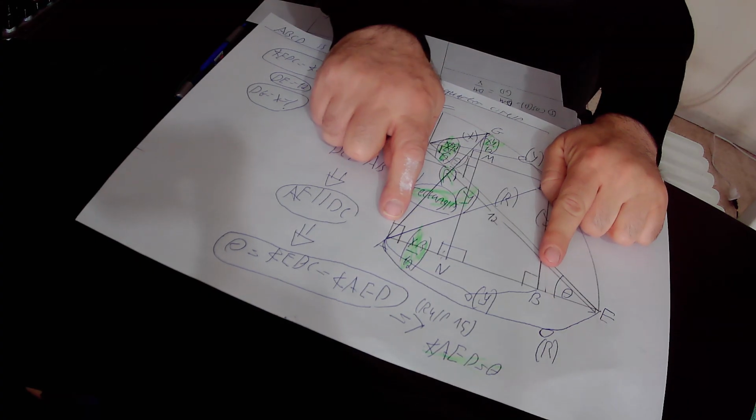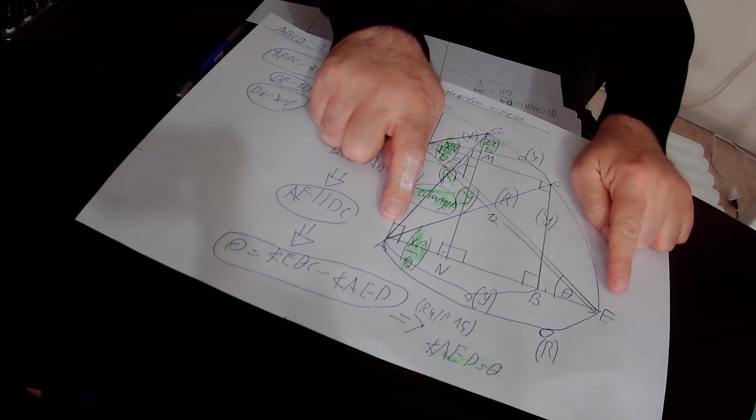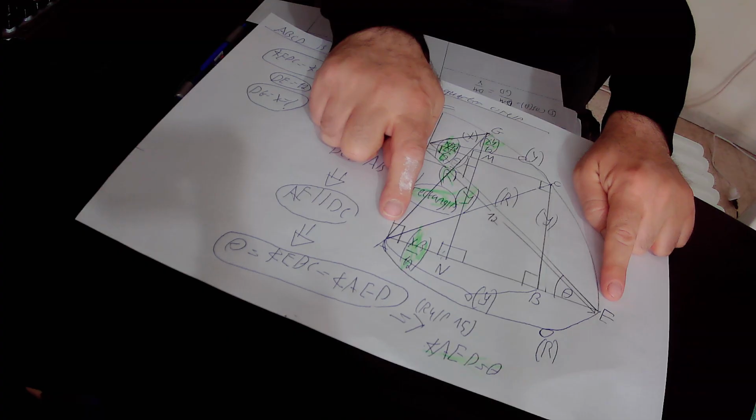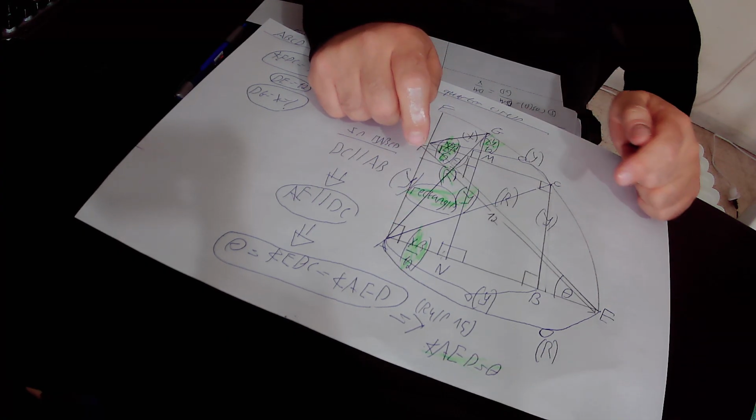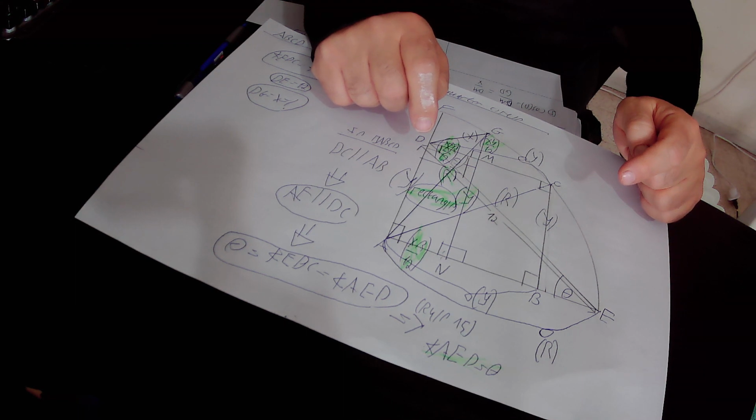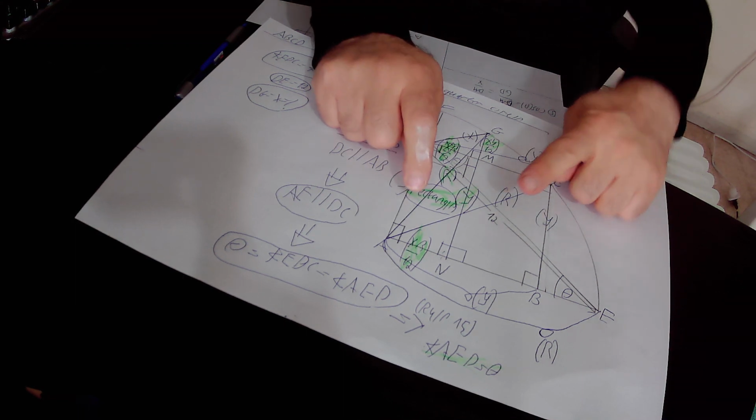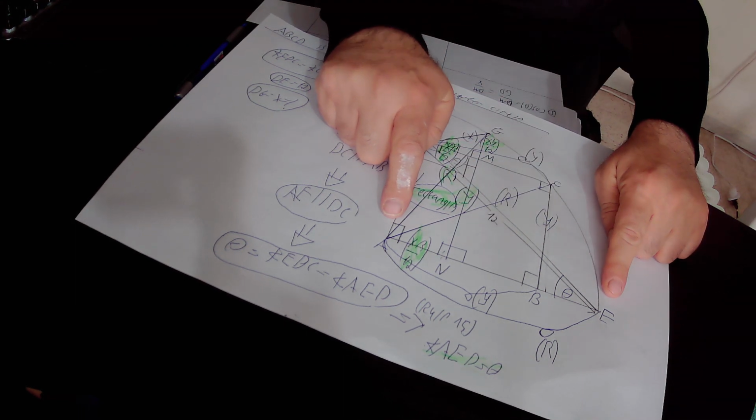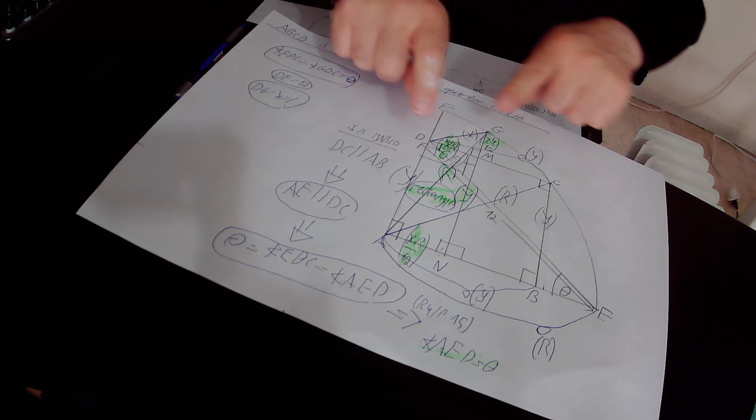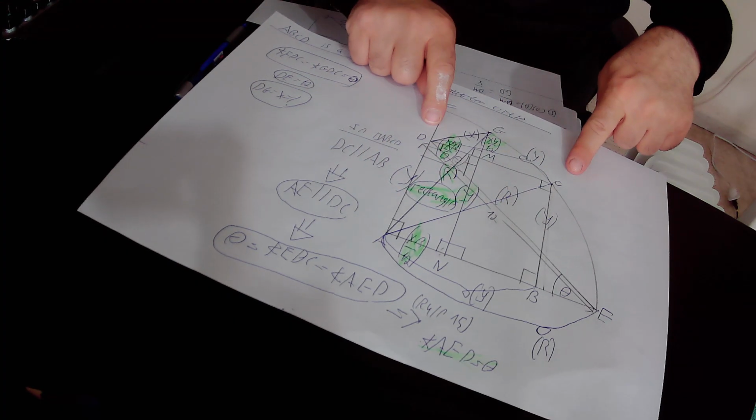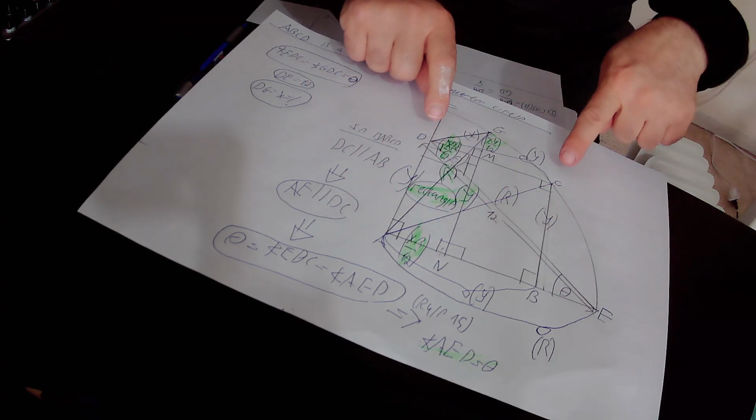But side AB is part of the straight line AE, and it is parallel to DC. So if part of a straight line is parallel to another straight line, then the straight line AE itself must also be parallel to the other straight line, DC. And therefore AE must be also parallel to DC.